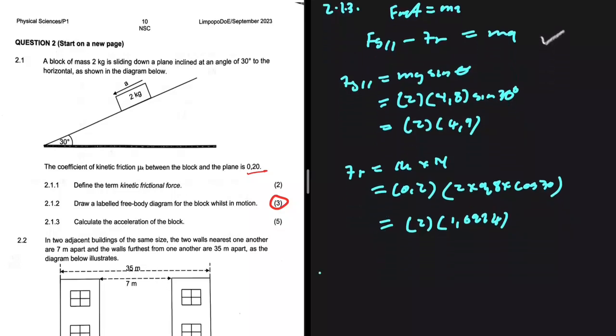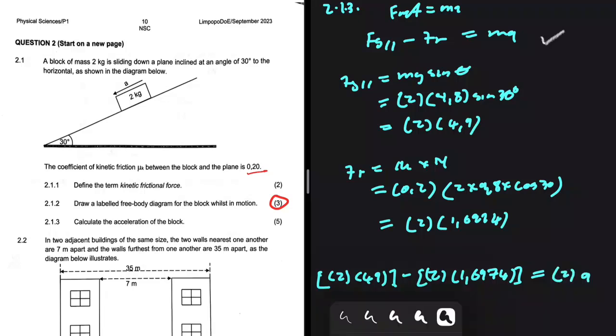Fg parallel, that is 2 multiplied by 4.9, minus the frictional force, that is 2 multiplied by 1.6974. This is equal to ma. The mass of our object is 2 kgs. The acceleration is what we are interested in. It will be easy to see what we need to do here. We are dividing by 2 on both sides. So let's just go ahead and do that.